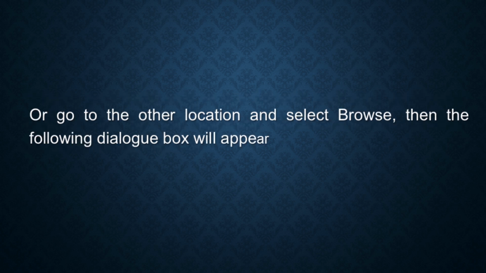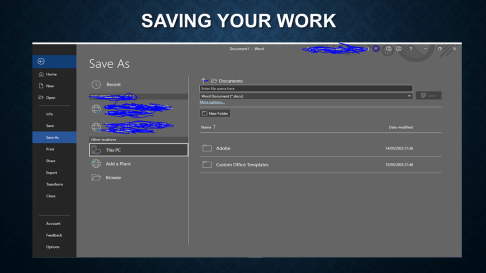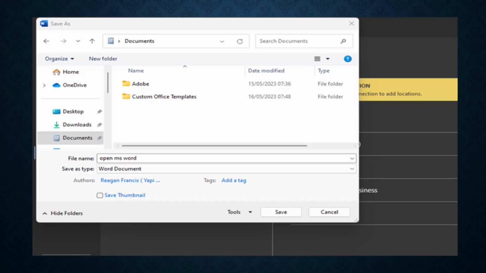Or go to the other location and select Browse, then the following dialog box will appear and give you the option of where you want to save your document as shown here. From the dialog box shown before, I choose to save my document in Local Disk C, then click the Save button and the document is saved.